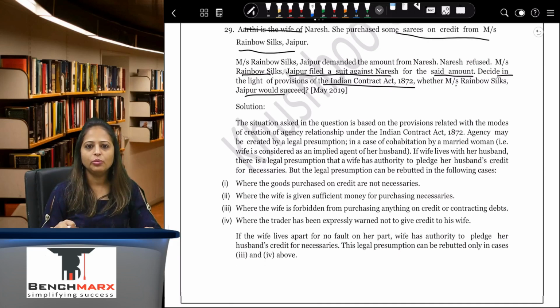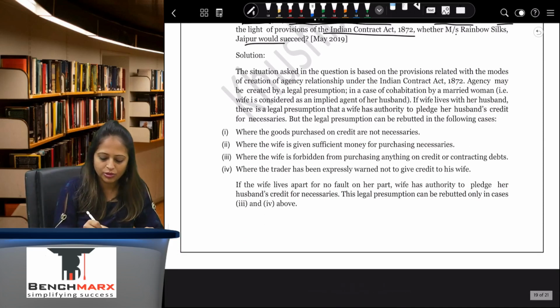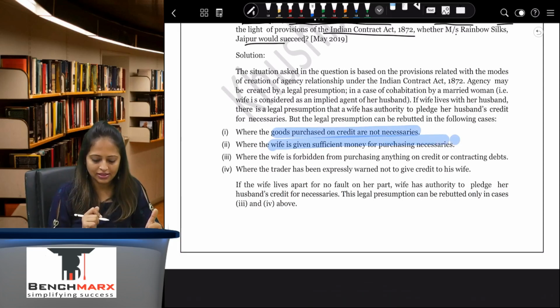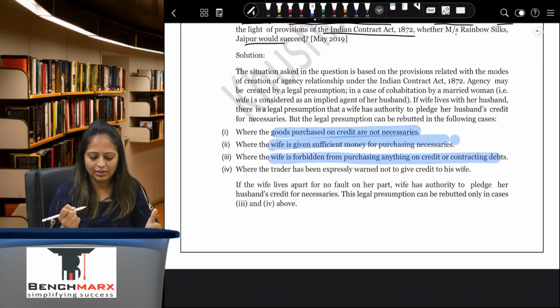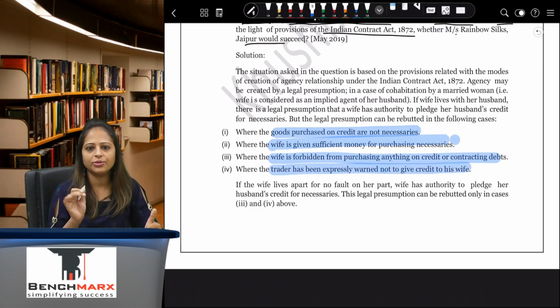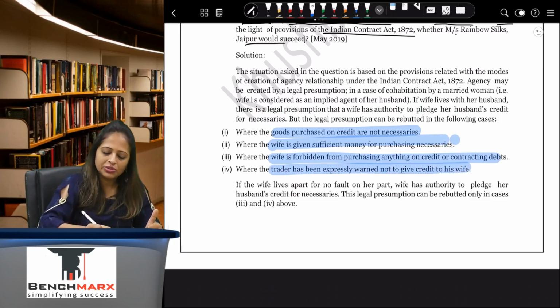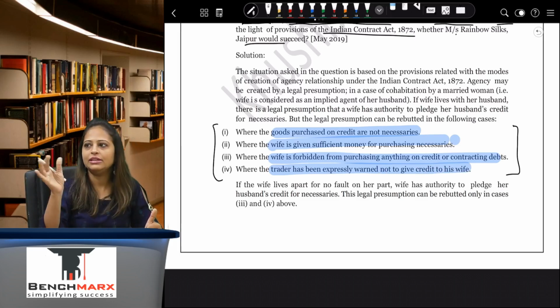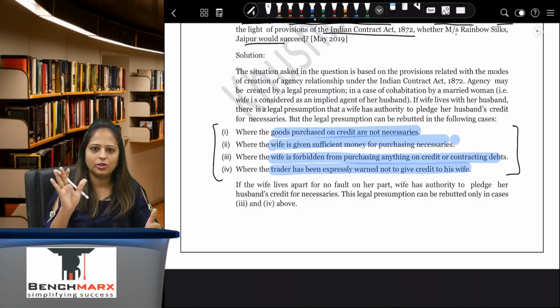the husband will not be liable if the goods purchased on credit are not necessaries. The wife is given sufficient money for purchasing the necessaries. The wife is forbidden from purchasing anything on credit, and the trader has been expressly warned not to give the wife anything on credit. So, these are the 4 points that we will have to remember and write down. In these 4 cases, the husband will not be liable. Any other case, the husband will be liable.